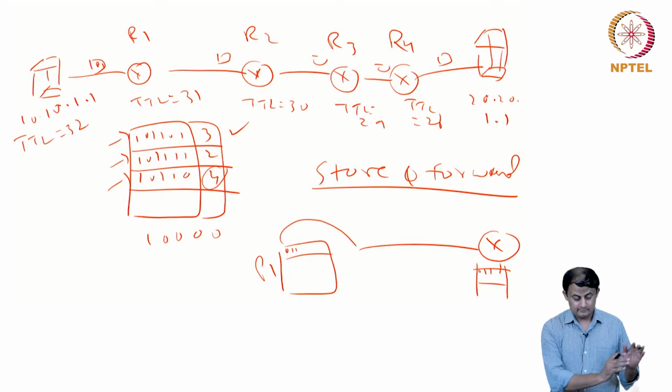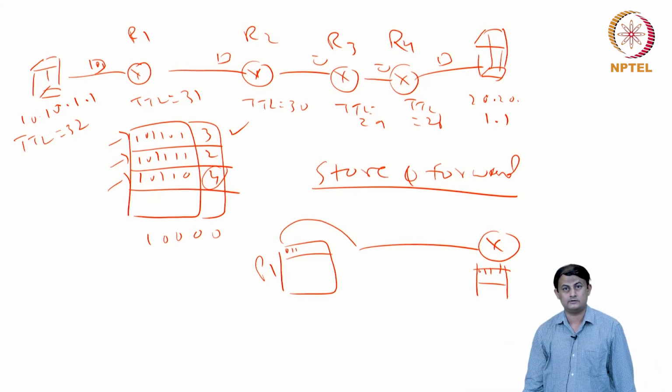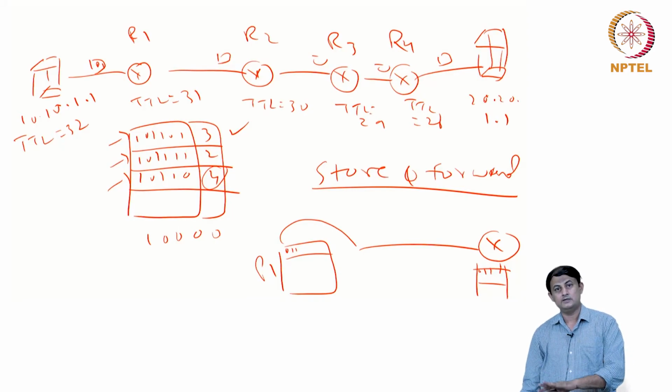So if my source is here and the destination is, let's say, 20 hops away, 20 times you need to store the same packet, consult the routing table 20 times, and then finally deliver the packet to the destination.